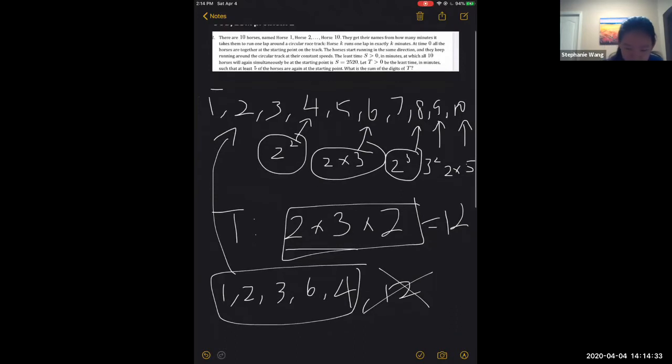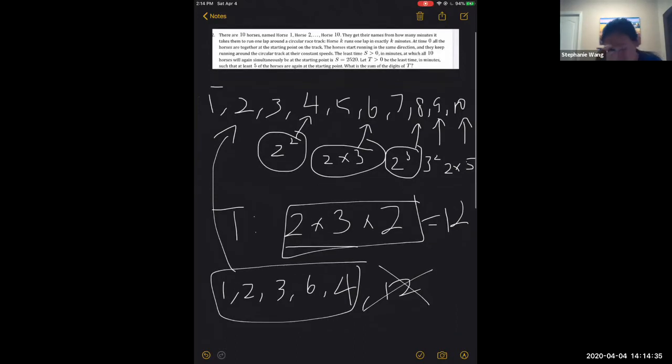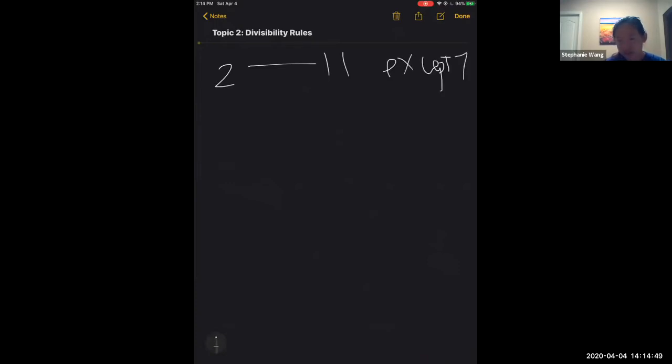All right, we're going to move on to the next topic, which is divisibility rules. Okay, this one, we're going to include a bunch of numbers. So we're going to talk about the divisibility of all the numbers from 2 up to 11, except for 7, because 7 is weird. And you can find all of this on the packet that is posted on the website. So let's start off with 2. The divisibility rule of 2 is pretty easy. It just has to be even.